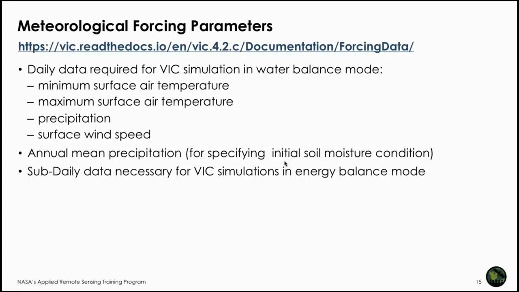Which also provides a very important boundary. A number of hydrologic characteristics are controlled by how much soil moisture is there, so this is an important parameter. Now, sub-daily data, we are not going to use it, but they are available from the same site that we are going to talk about, and they are needed for VIC simulation if you want to use complete energy balance mode.